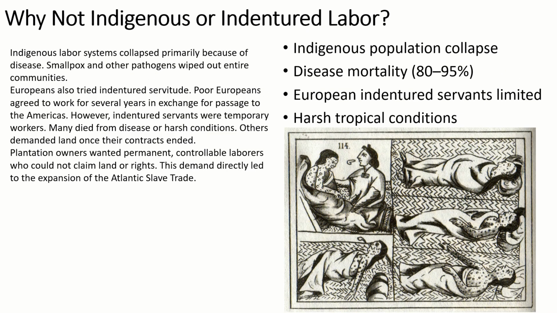Why not Indigenous or indentured labor? Indigenous population collapse. Disease mortality rose from 80 to 95%. European indentured servant limits, and harsh tropical conditions. See the picture of someone with smallpox. The Indigenous labor system collapsed primarily because of disease. Smallpox and other pathogens wiped out entire communities.